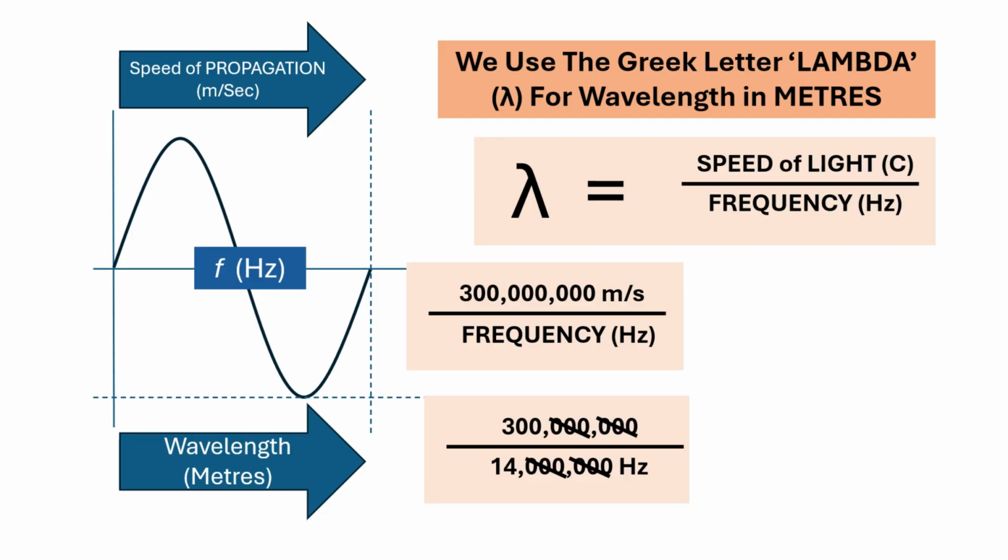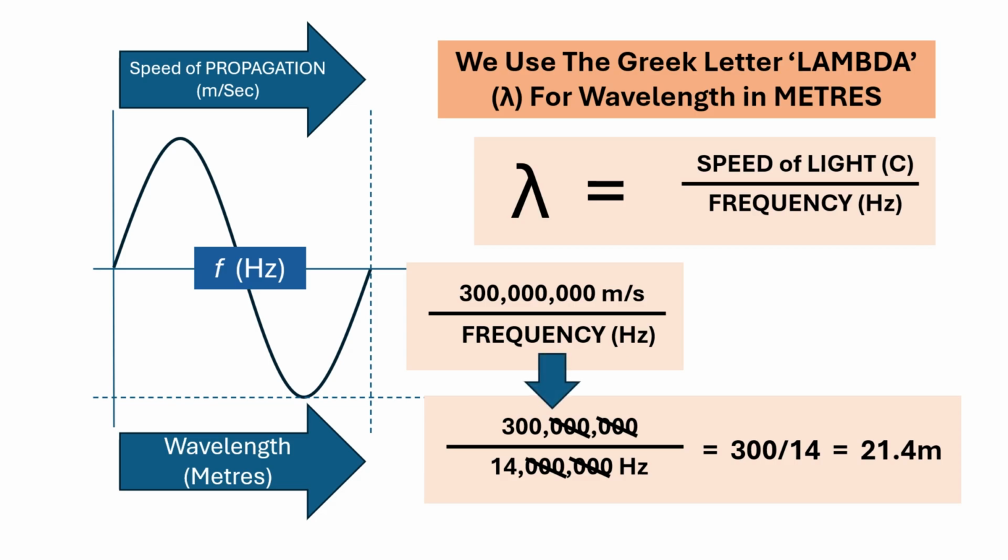Don't worry if you've not come across this before. You can use the full number if you want. This just makes it easier. We are left with 300 divided by 14, which equals 21.4 meters, or thereabouts. Since the band covers a range of frequencies, we round the number to 20 meters. 14 MHz is commonly referred to as the 20-meter amateur band.